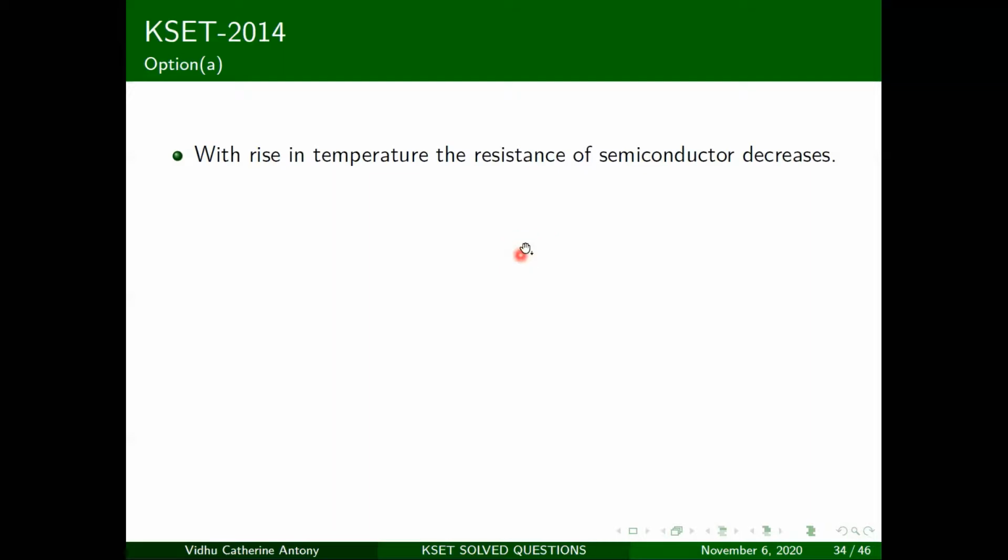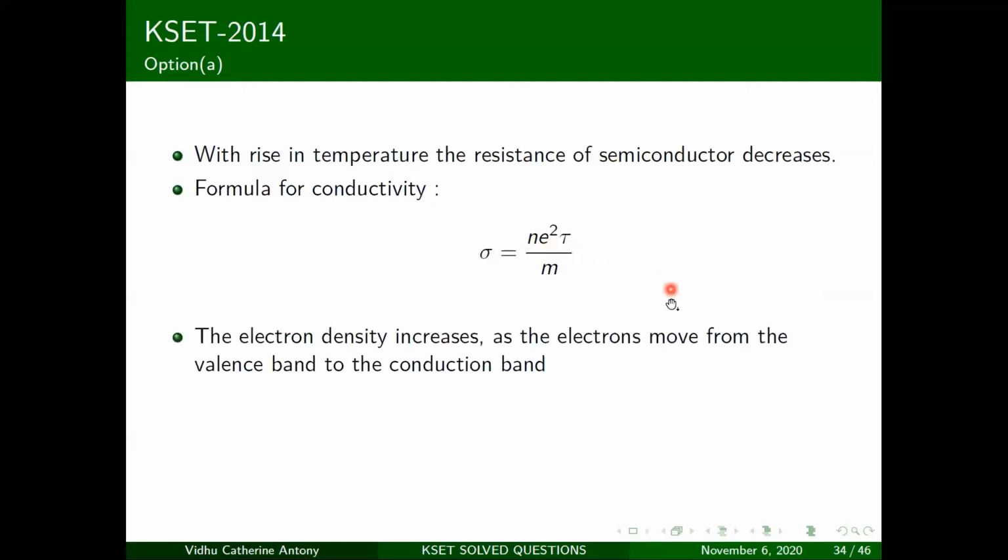We're talking about a semiconductor being introduced into a circuit, right? So let's say some kind of a circuit which measures the current and all those kind of things. You're talking about a semiconductor, not just any conductor. Now, with the rise in temperature, the resistance of the semiconductor decreases, and I will show you why that is. Okay. So this is the formula for conductivity for a semiconductor: sigma is equal to N e squared tau by M.